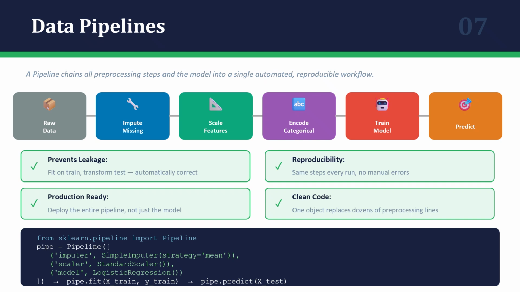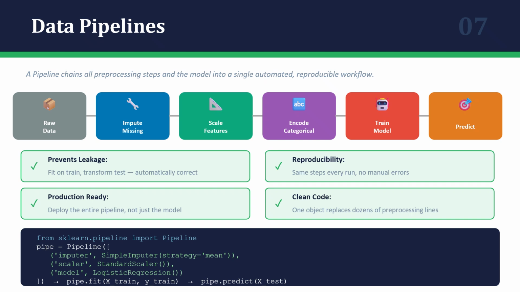Data pipelines. Data pipelines are the professional way to package all your data preparation steps. What is a pipeline? A pipeline is an object that chains multiple data processing steps and a model into one unit. Instead of manually applying step 1, then step 2 and step 3 separately, the pipeline does it all automatically. The problem with manual preprocessing is that without pipelines, we have to remember to apply the same transformations at training and prediction time. Forgetting a step or applying it differently causes bugs that are hard to detect.